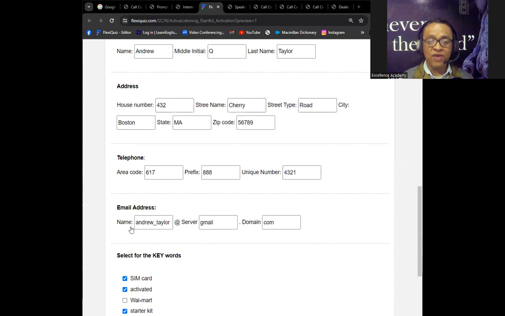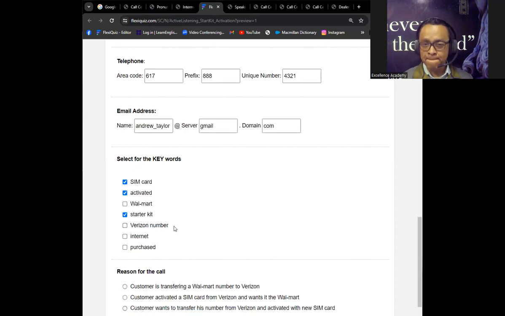Next, Verizon number. Do you think that's important? Yes, it is. Yeah. Because what we're figuring out now, okay, this guy wants to transfer. He wants to port in just by, okay, SIM card, activated, starter kit, Verizon number. Keywords. I know what the customer wants. You know, I don't need to understand everything. Internet? Did he mention something about the internet? All right. He didn't talk to anything about that.